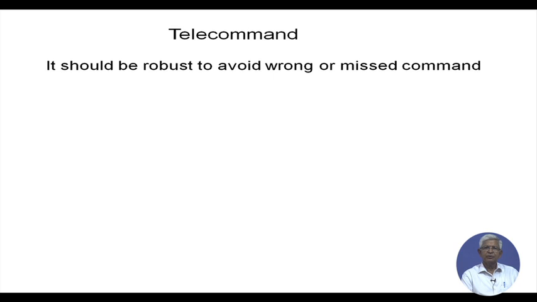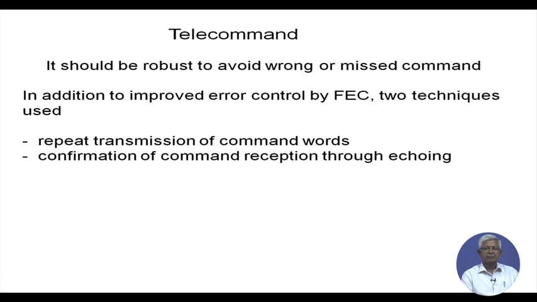Now, telecommand should be robust to avoid wrong or missed commands. So, in addition to error control, which is forward error correction or any other error control that can be used, other standard techniques are to repeat the command itself, and also an echo. That means whatever command has gone, the satellite will return it back to the ground station, and the ground station checks whether it has got back what was sent.